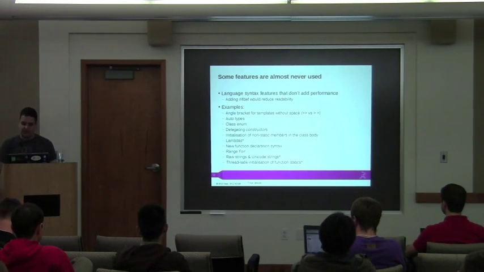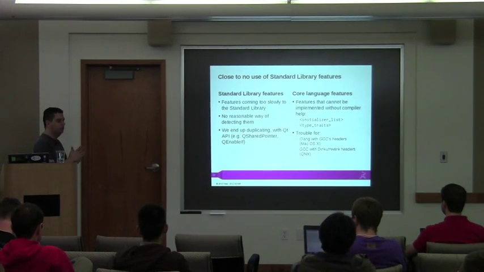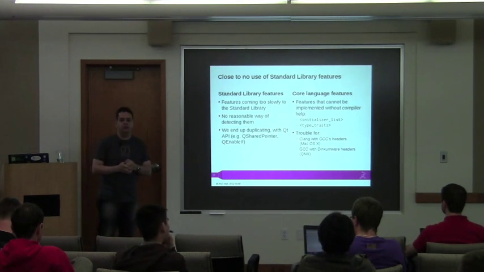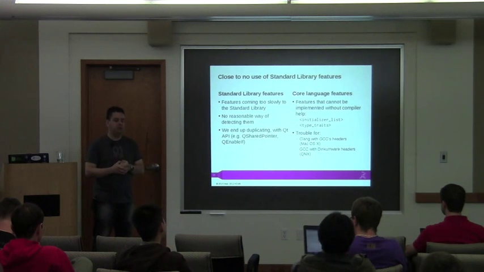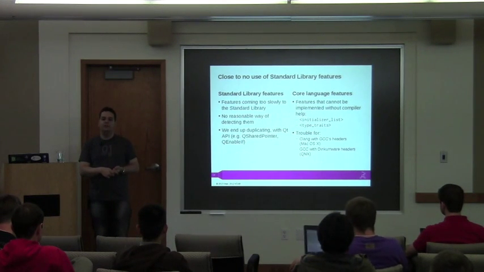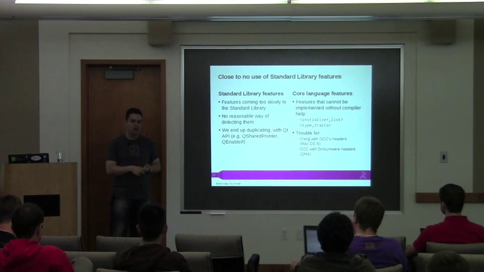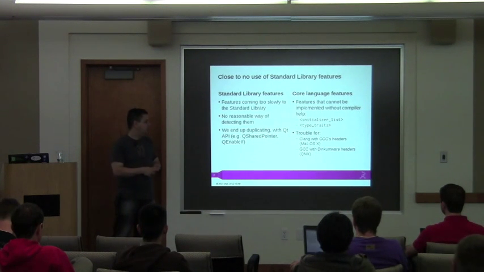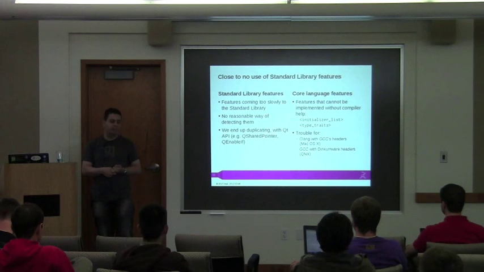And as I said, the library features are close to no use. They're coming too slowly. The now feature complete C++11 language, Clang and GCC, do not have a very broad implementation of the new library features. So we just cannot use them now. And it's very difficult to determine what is supported or not by way of an ifdef. So we end up duplicating it in Qt anyway.